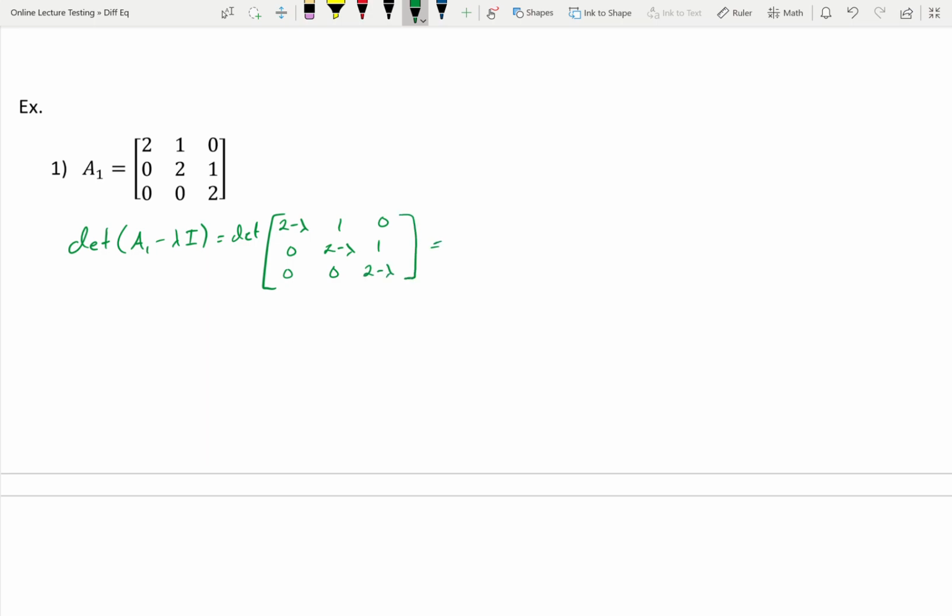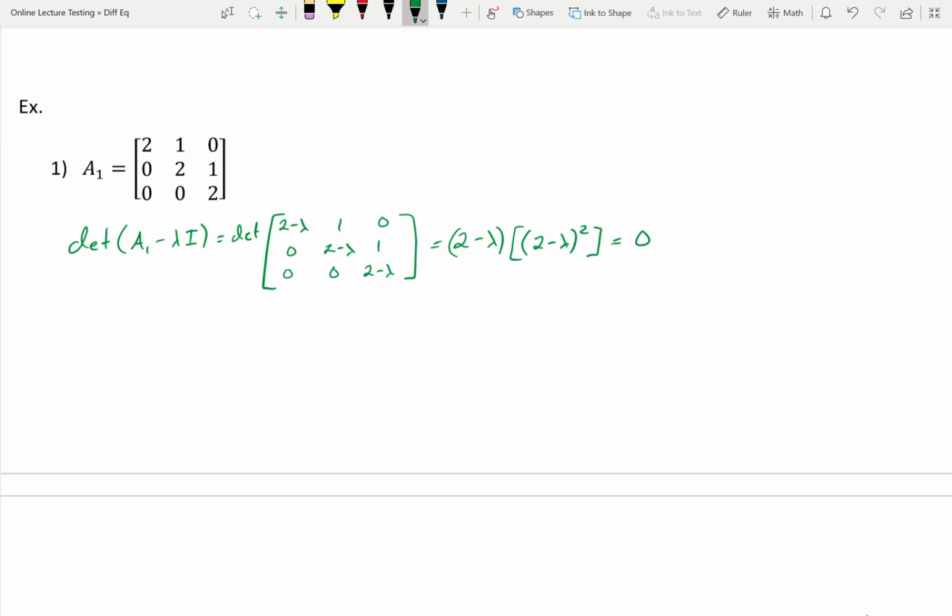Okay, in the end, to find the minors, it doesn't matter which one you use for this part, but I'm going to use the minor of the bottom row here because it's all zeros except for this 2 minus lambda. So I'm going to get 2 minus lambda times its minor, which is 2 minus lambda times 2 minus lambda minus 0. So in the end, we get 2 minus lambda, quantity squared. And so we set this equal to 0.